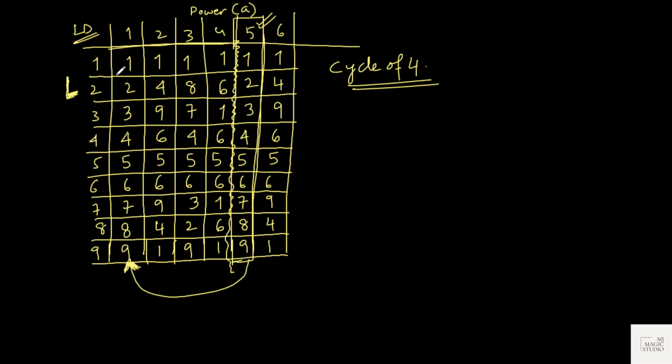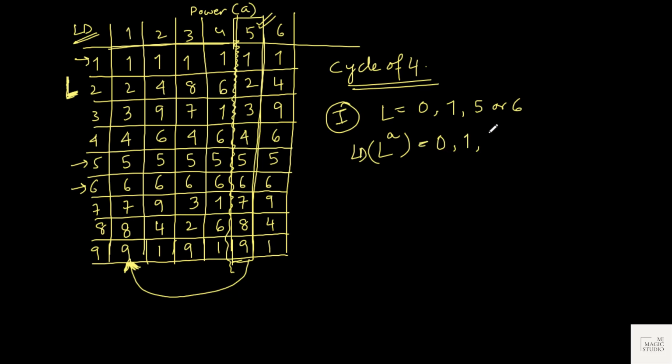Okay, in this we can bifurcate into 3 parts. First, let us look at type 1. If L is 0, 1, 5 or 6, we know that for 0 the last digit would be 0. The last digit of L to the power A is also 0, 1, 5 or 6. If any number ends with 0, 1, 5 or 6, with any power on it, the last digit of that entire expression will also end with 0, 1, 5 or 6.